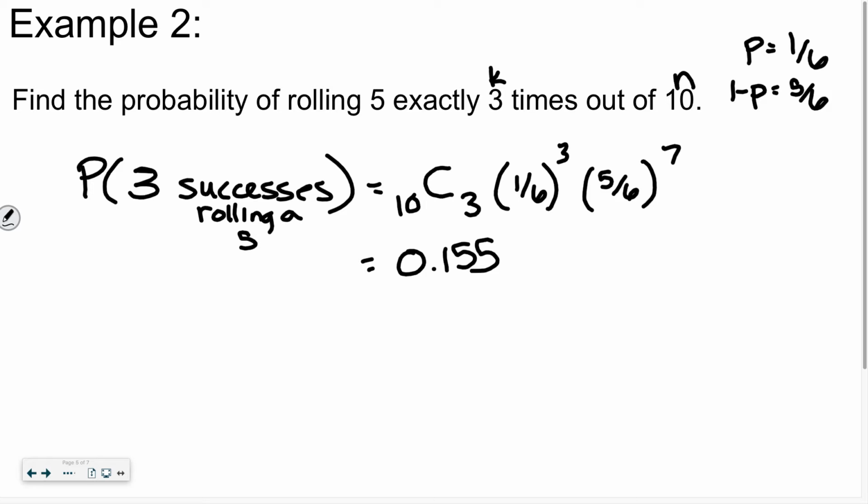You know how to go back up and see what you typed in? And then see if you can find your mistake? Okay, so our probability of rolling 3 5s out of 10 is 0.15, or 15%. 1 divided by 6?